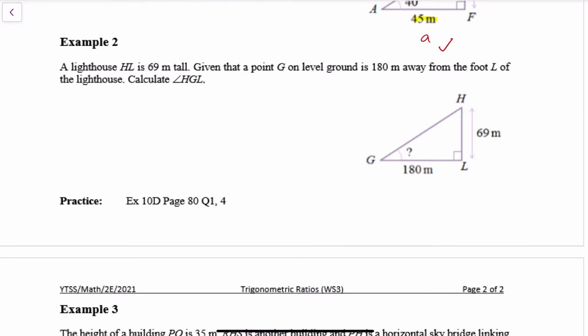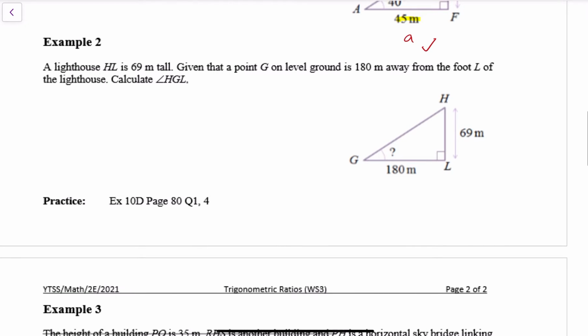Okay, in example 2, a lighthouse HL is 69 meter tall, given at a point G on the level ground is 180 meters away from foot L of the lighthouse. Calculate angle HGL. So now the question mark is in an angle, but they give you the other two numbers.